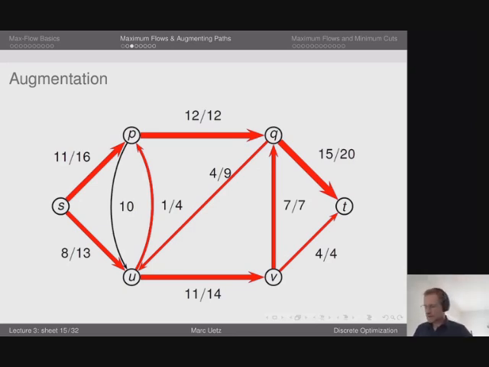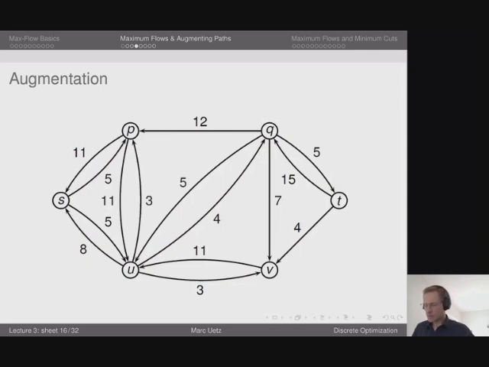But as a matter of fact, if you consider this arc here from Q to U, we could actually decrease the flow along this arc in this direction, which means increasing the flow in that direction. And taking that into account, we can actually identify an augmenting path along these vertices here. And that is much easier to see if I just look at the corresponding residual graph, because in the residual graph, this just corresponds to a simple ST path.